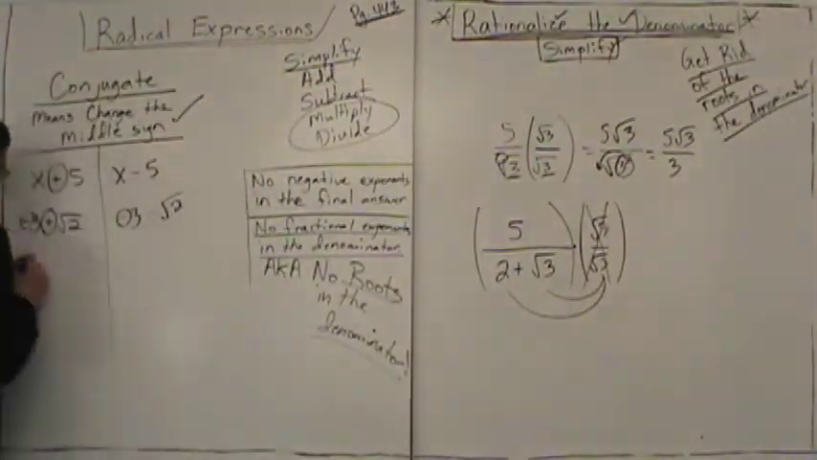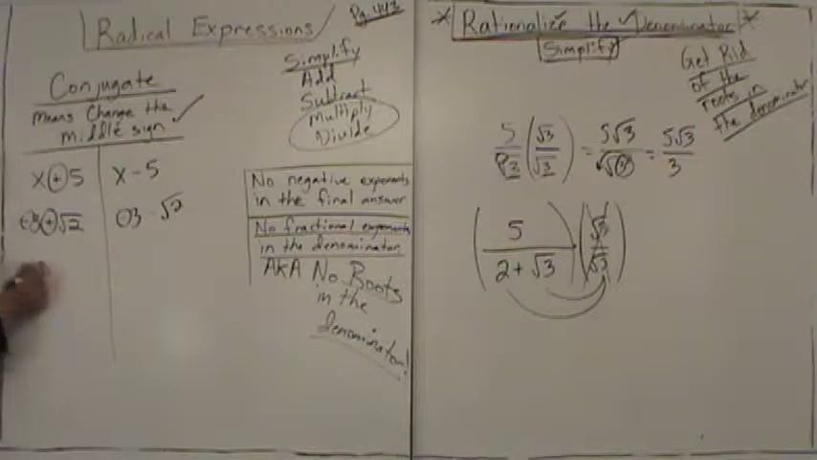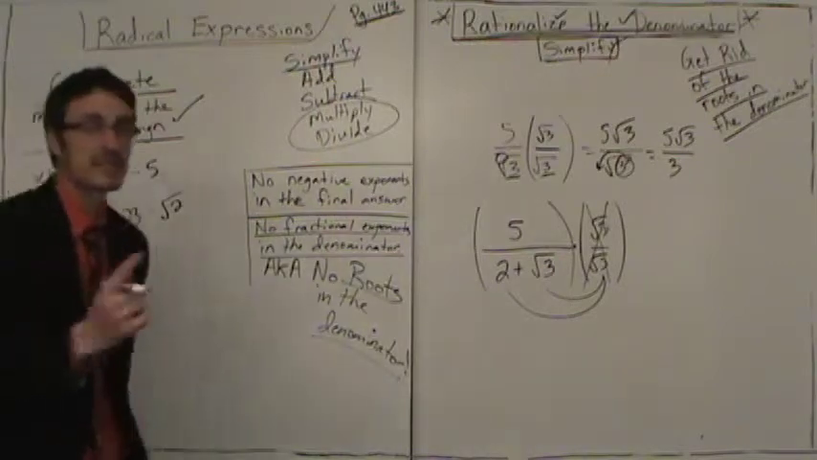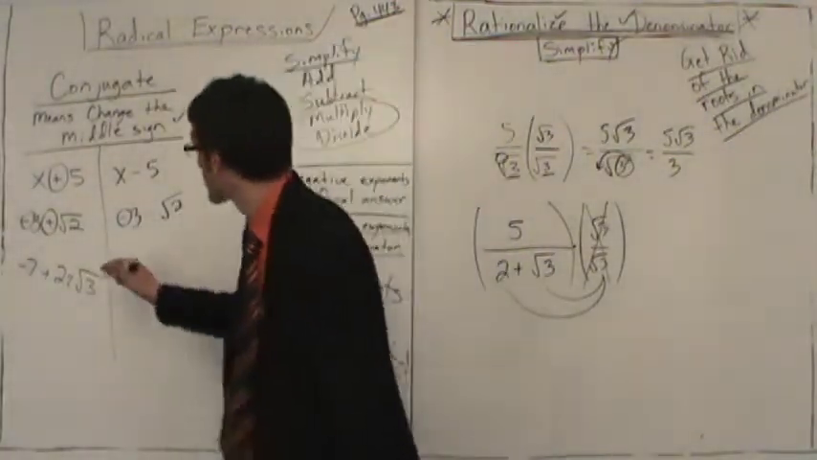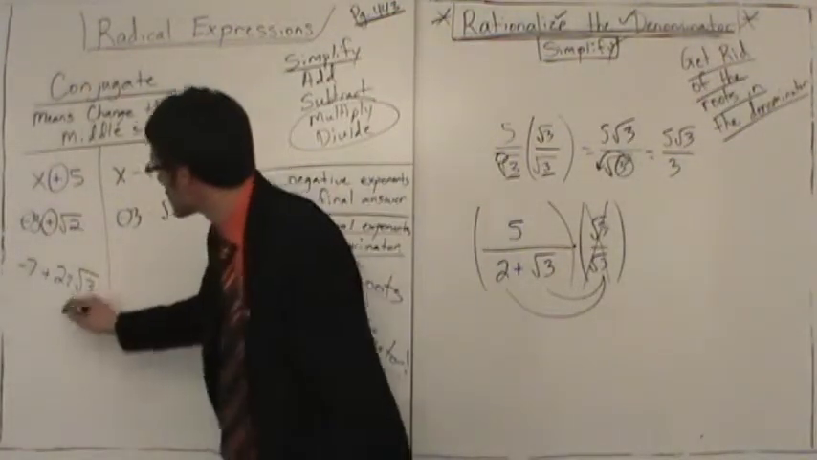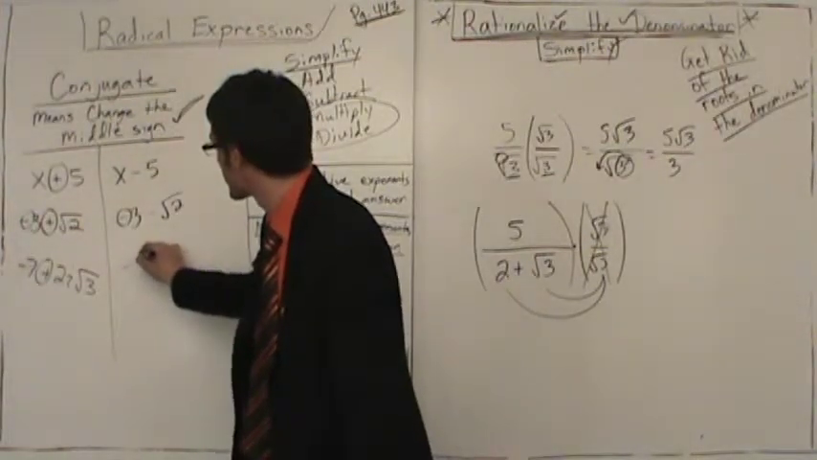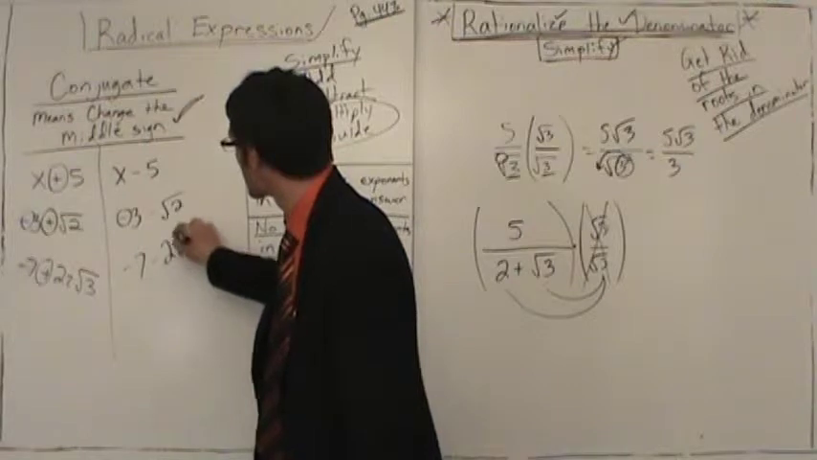Now, if I ask you, what is the conjugate of, let's say, how about this, negative 7 plus 2i root 3? Remember, conjugate means change which sign? Change the middle sign, so we're going to change the middle sign of addition to subtraction. So this is negative 7 minus 2i root 3.